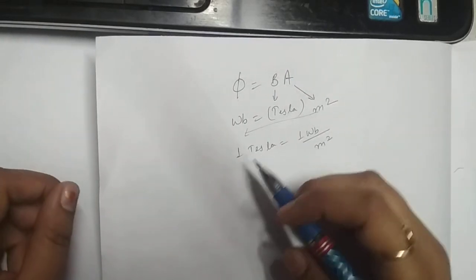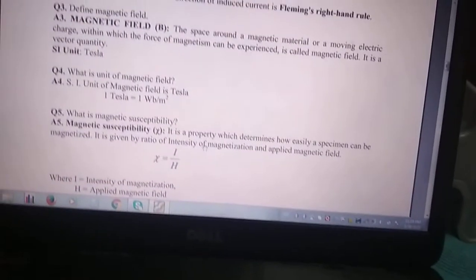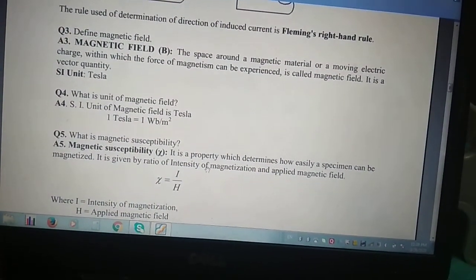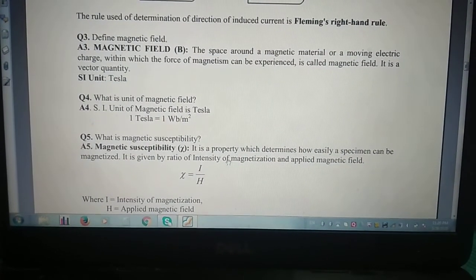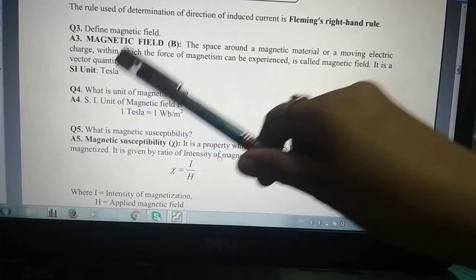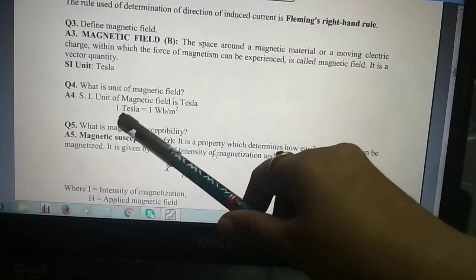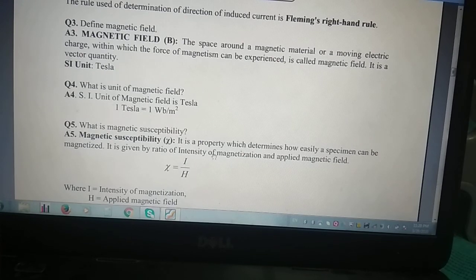So the question can also be like this: How are the units of magnetic field and magnetic flux related? Then you can answer it like that. The unit of magnetic field is Tesla. The unit of magnetic flux is Weber. And they are related as 1 Tesla is equal to 1 Weber per meter square. I have already explained how this comes about. For this you should remember the formula flux phi is equal to BA. Okay, thank you.